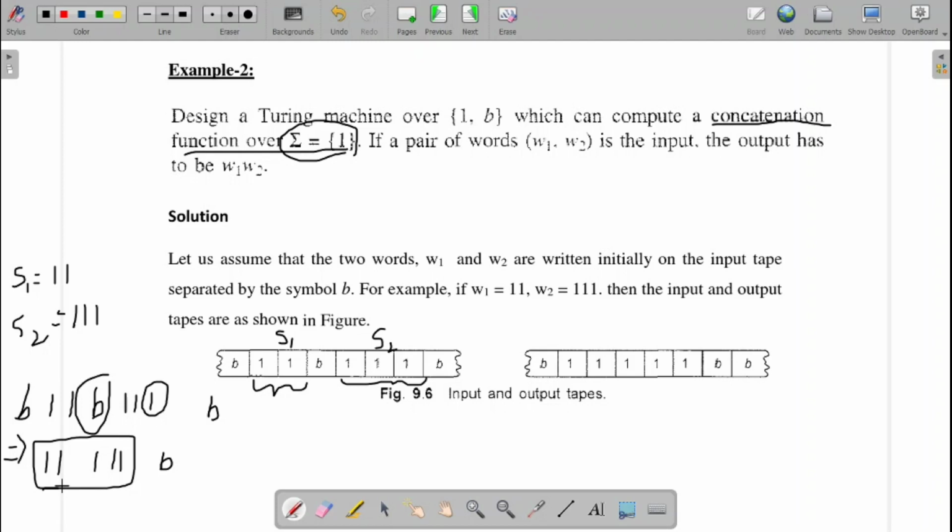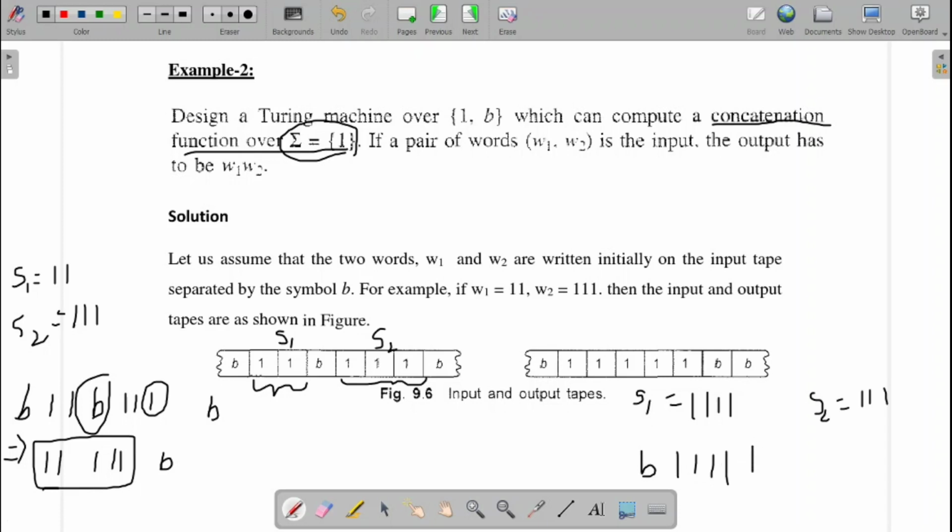If you observe this example carefully, you can take any example. Let me take S1 as 4 ones, and S2 I will take as 3 ones. Now I need to do concatenation. How will I write this S1? S1 will be 4 ones. On the left of S1 I will have the blank spaces.